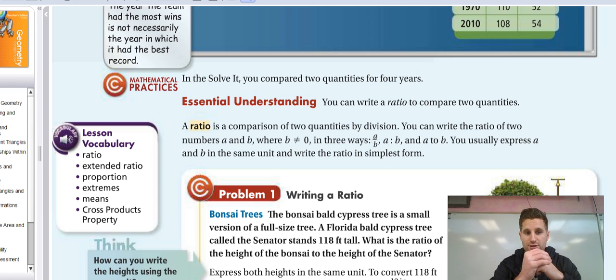So let's go ahead and get started. We're going to go over a couple of these definitions. First thing we want to talk about is a ratio. So let's write down our definitions.